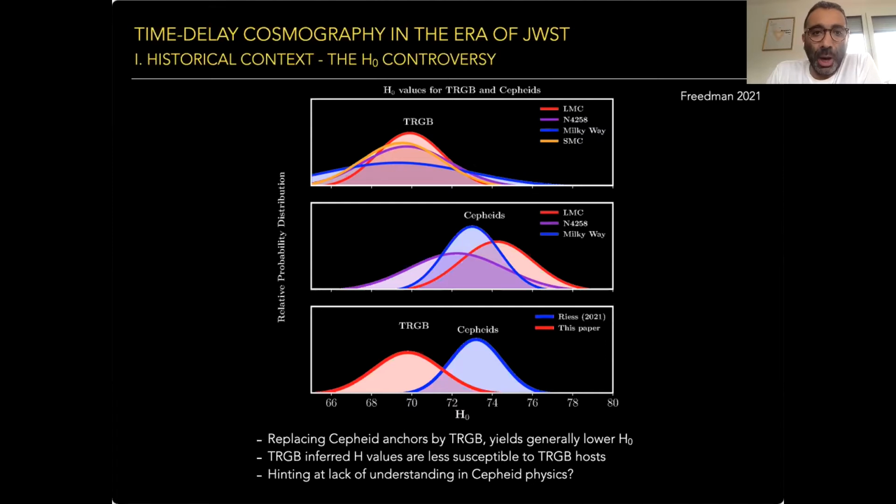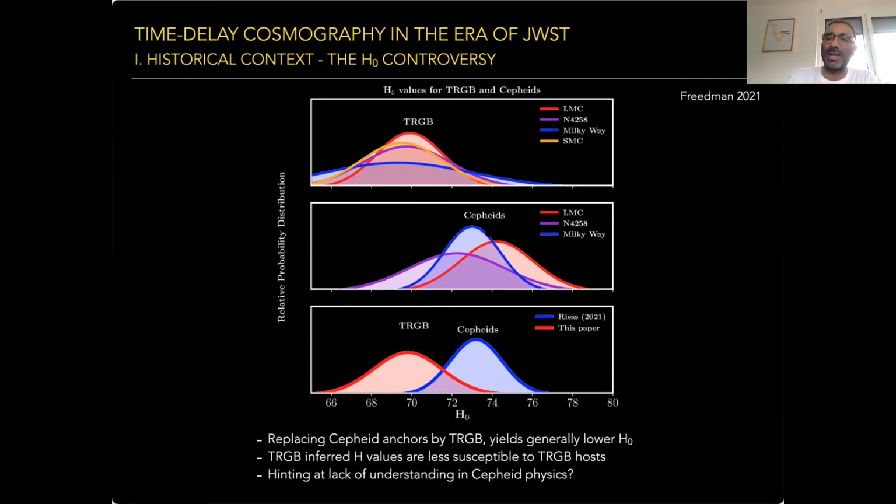And in the top panel, what you actually see is that this new H0 measurement by means of the tip of the red giant branch is even less prone to where these red giants are located. So more or less independent from their host environments, as opposed to, for instance, the Cepheids, which show a much broader spread. So the basic message is that it is not clear at the moment why these measurements would or should differ from one another, right?